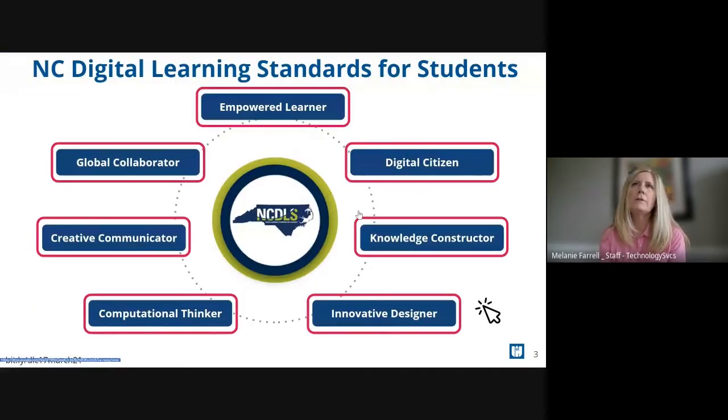Today, a part of our focus is on the NC Digital Learning Standards for students. These are standards that were adopted by North Carolina this past year, and today all of these are part of our focus. If you want more information about these North Carolina Digital Learning Standards for students, in our slide deck is a link for you to click on, and this image is also a link that will take you to more information about these standards.